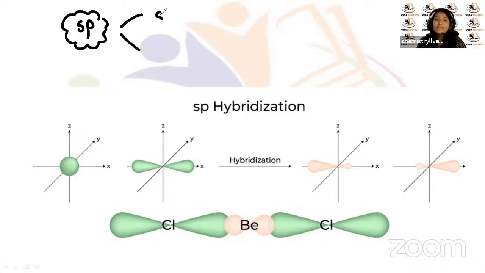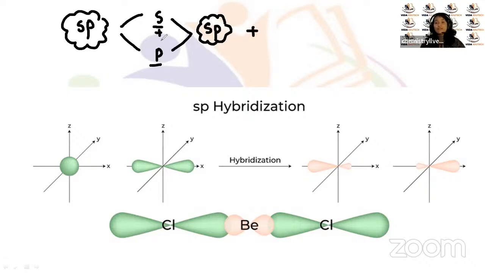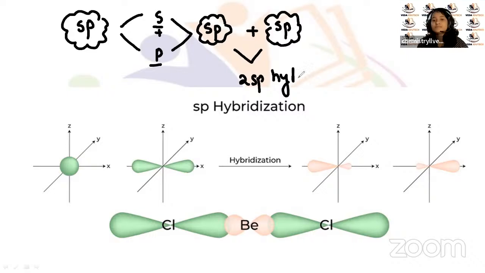What happens in case of sp hybridization, children? As we can see, one s is combining with one p to give you sp hybrid orbitals. And how many sp hybrid orbitals are going to be formed? The same as the number of atomic orbitals that we have taken. We have taken one s and one p, so obviously we are going to get two sp hybrid orbitals.